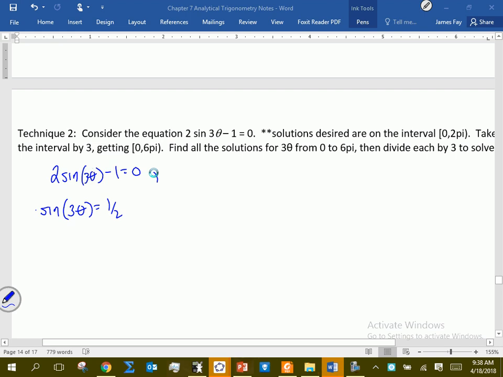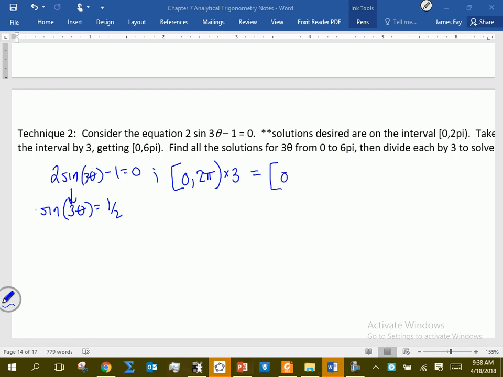Initially, the solutions say we want to be on the interval from 0 to 2 pi. Okay, but because that thing there is a 3 theta, I'm going to multiply this by 3, and that tells me to look at the interval from 0 to 6 pi. Okay, I actually think this process is a little bit easier to use than technique 1 when that 3 is a fraction. Okay, we'll talk about some of those tomorrow.